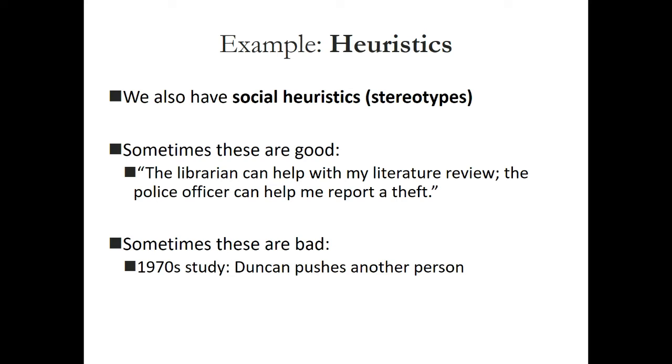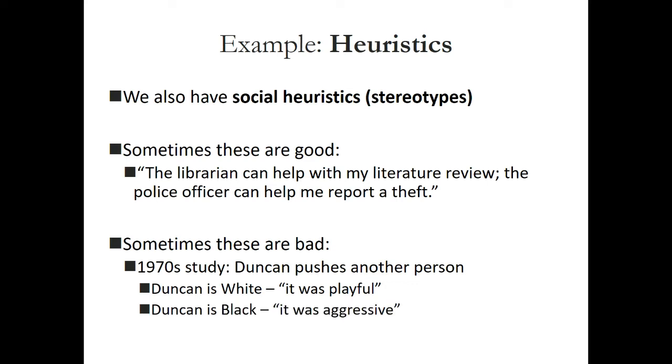Obviously, this doesn't really need to be stated, but I'll just give you an example. In the 1970s, there was a study that really clearly showed the pervasiveness of stereotypes. Participants read a story about Duncan pushing another person, and when Duncan was white, it was called playful, but when participants read that Duncan was black, it was considered aggressive, right? So the same behavior, and we rely on our social heuristics. Oh, that's a white person pushing. Oh, that's a black person pushing.